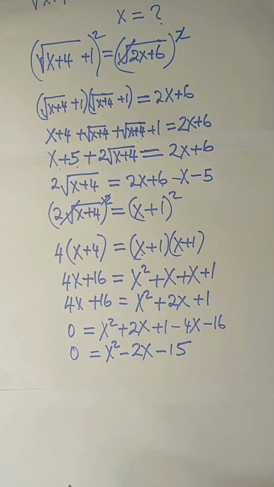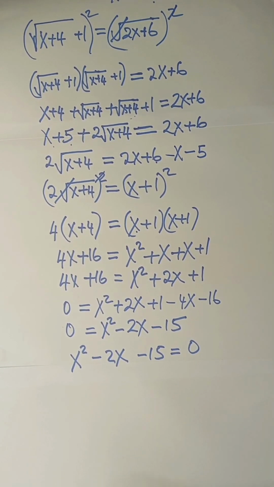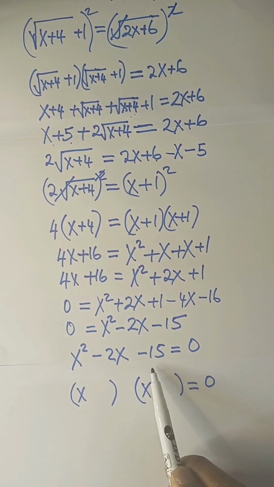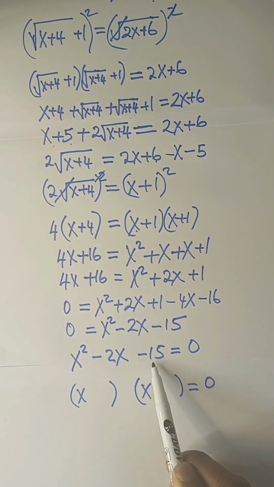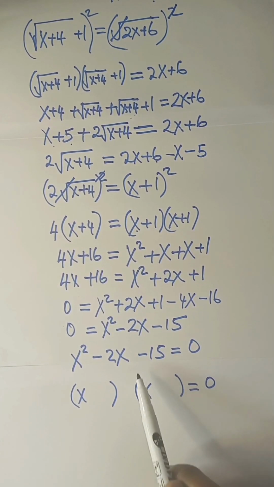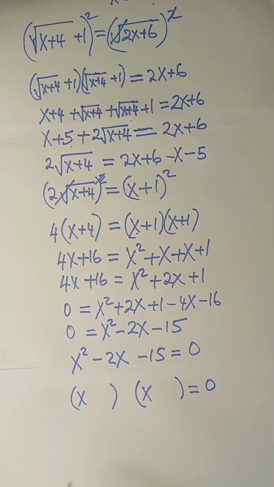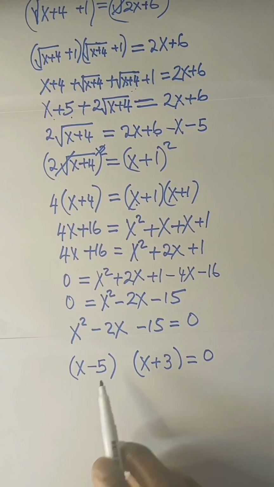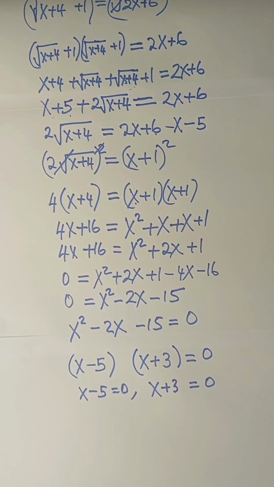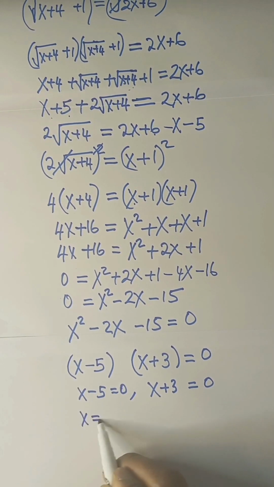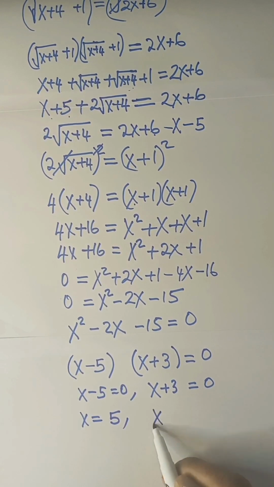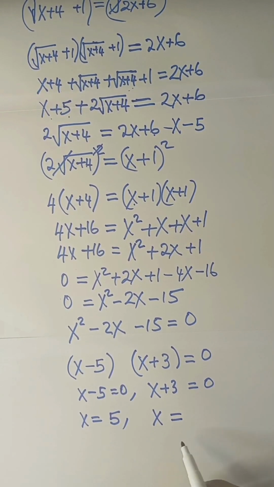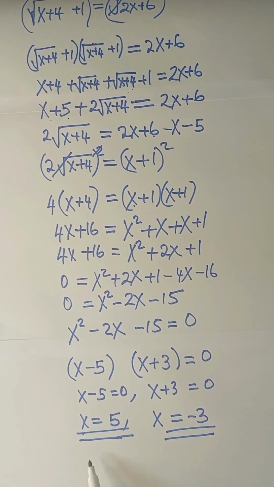We now have a quadratic equation. Now we are going to solve this equation quadratically. We are going to find two numbers, so that when we multiply the two numbers, we will have minus 15. And when we add the two numbers together, we will have minus 2. The two numbers are going to be minus 5 and plus 3. Now let us equate each of the factors to 0. Solving for x, x minus 5 equals 0, going to the right hand side, will become plus 5. And here we have x plus 3 equals 0, going to the right hand side, becomes minus 3. So we have that x is equal to 5 and x is equal to minus 3.